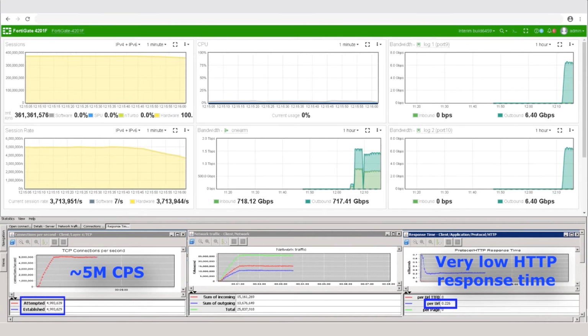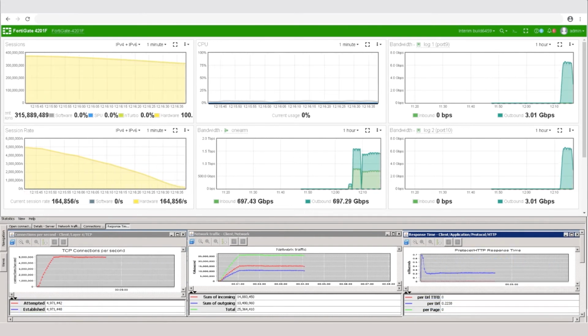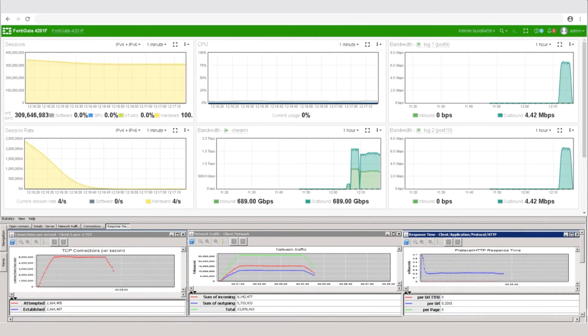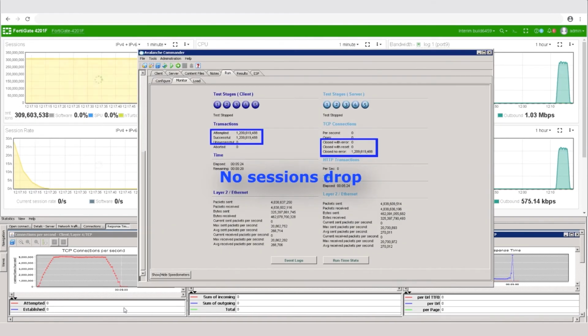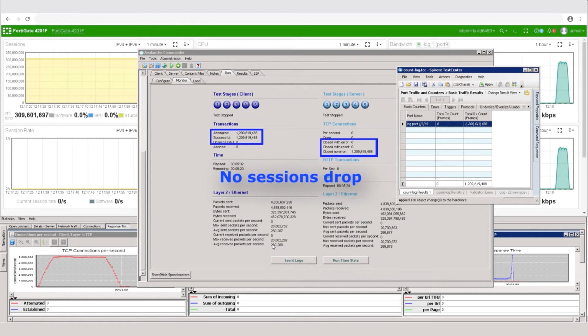Even with the 5 million connections per second, we have a very low HTTP response time, as HTTP is used to generate the 5 million connections per second. Now, what's unique about the NP7 here is especially that the number of transactions attempted are equal to successful as well as closed without error. What this means to us is that the total number of connections with the 5 million connection setup rate that we have been opened and closed successfully without any errors at all.